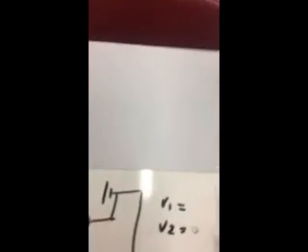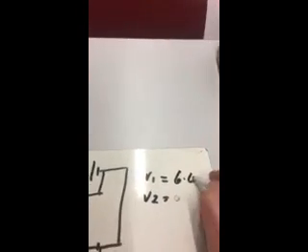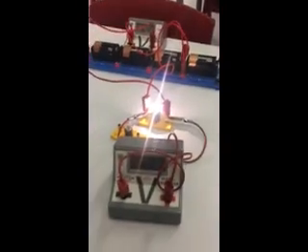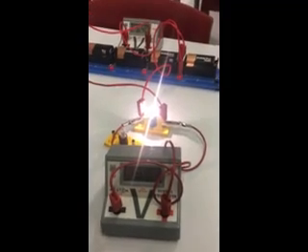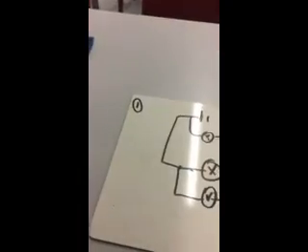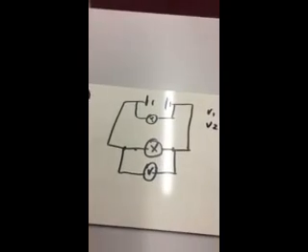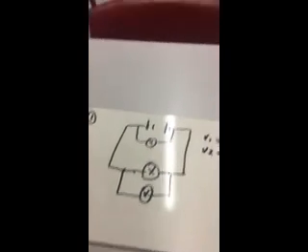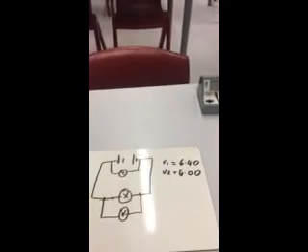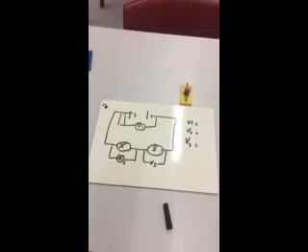V1 is 6.4 and V2 is flickering around 6, so I'm going to put a straight 6 down there.